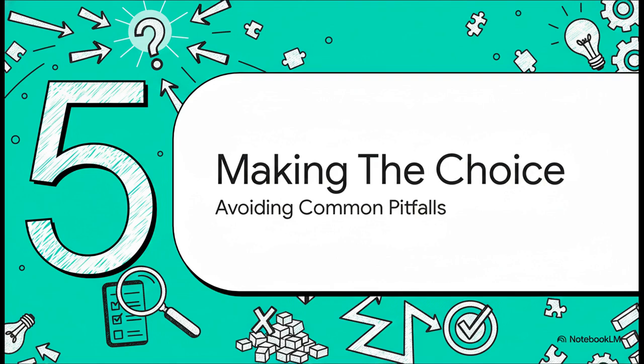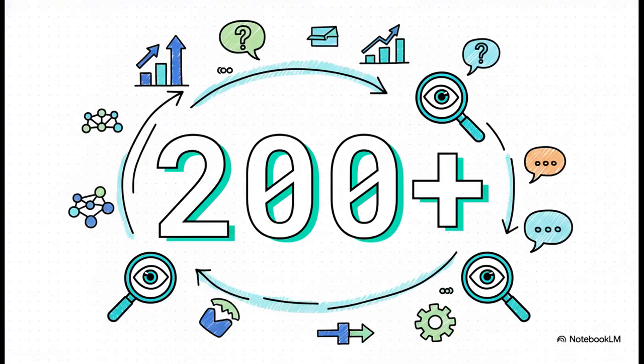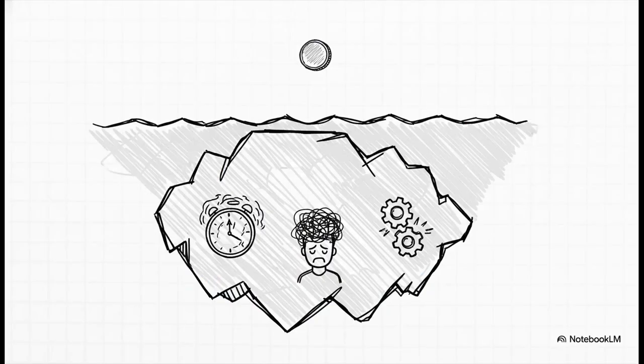Now, let's talk about making that final choice and, more importantly, how to avoid the common pitfalls we see organizations stumble into all the time. You know, having guided over 200 associations through this exact same process, we've seen where things can go sideways. And there's one critical pitfall that comes up again and again, and it's something most organizations just don't see until it's way too late. And here it is.